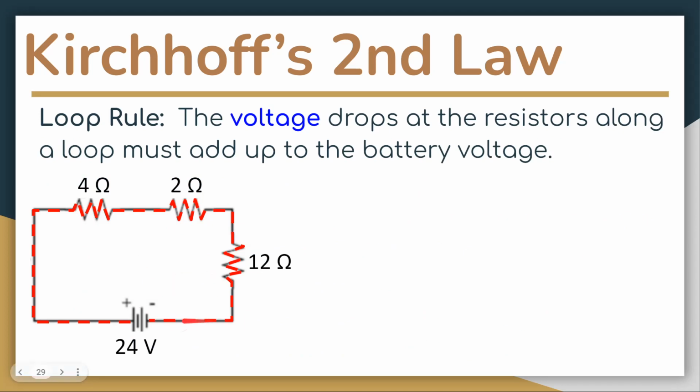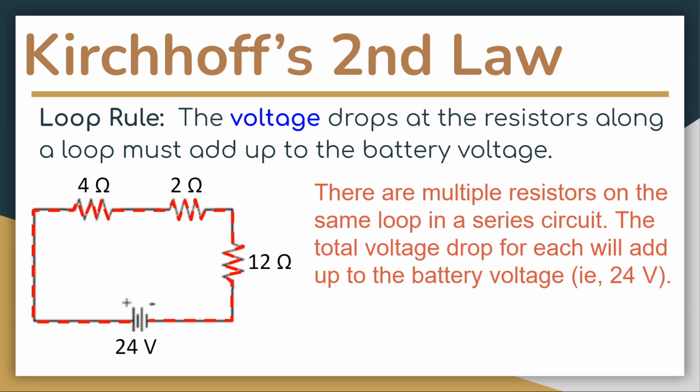So here's my same series circuit. The voltage drops at each of these resistors, I have 3, 4 ohms, 2 ohms, and 12 ohms. These voltage drops have to add up to 24 volts. That's what Kirchhoff's second law says: they have to add up to the voltage of the battery. There are multiple resistors on the same loop in a series circuit. The total voltage drop for each will add up to the battery's voltage.